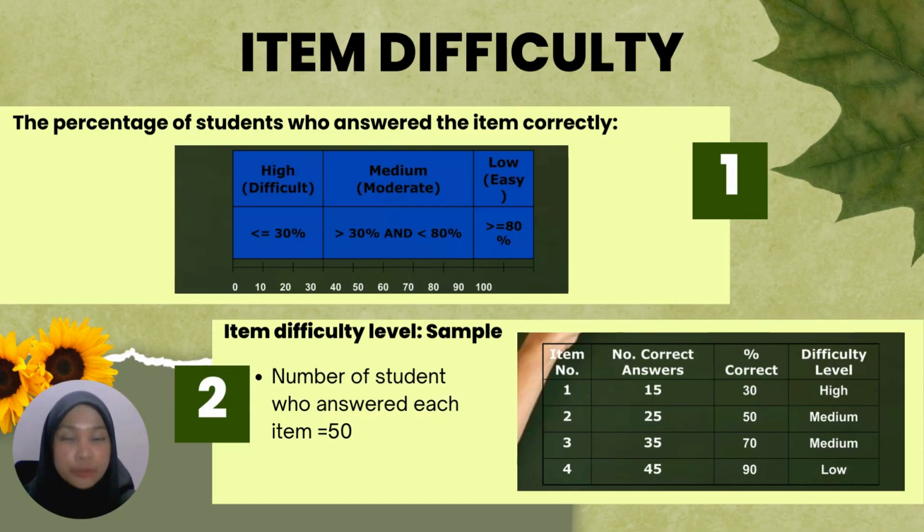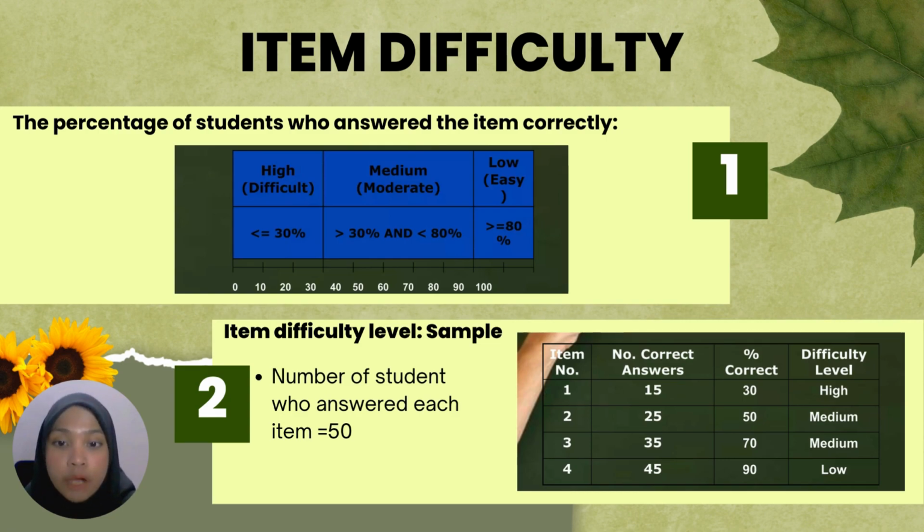I will continue to the next slide. In this slide, I will explain more about the percentage of students who answer the item correctly. If 30% and below of students can answer the question, it means the question is difficult. And if 80% and above of students can answer the question, it means the question is easy. So let's go to the second point, which is item difficulty level.